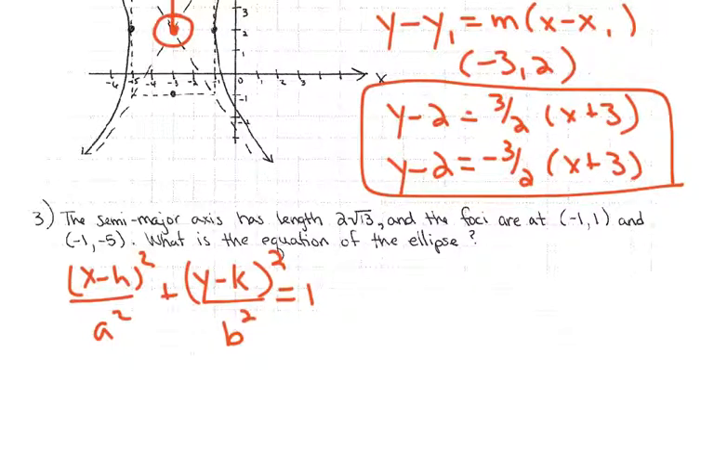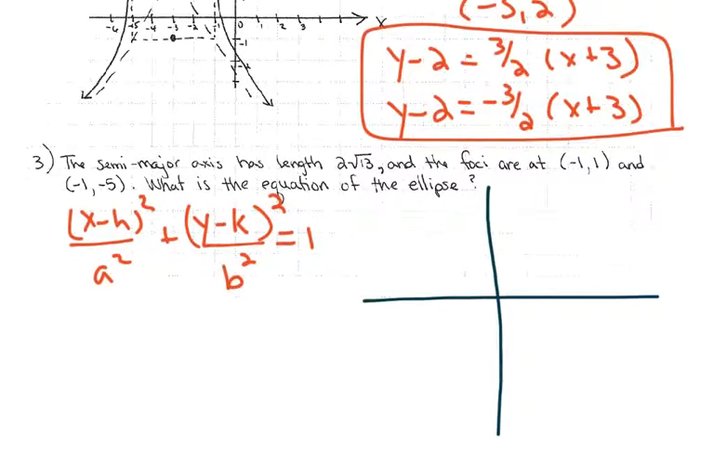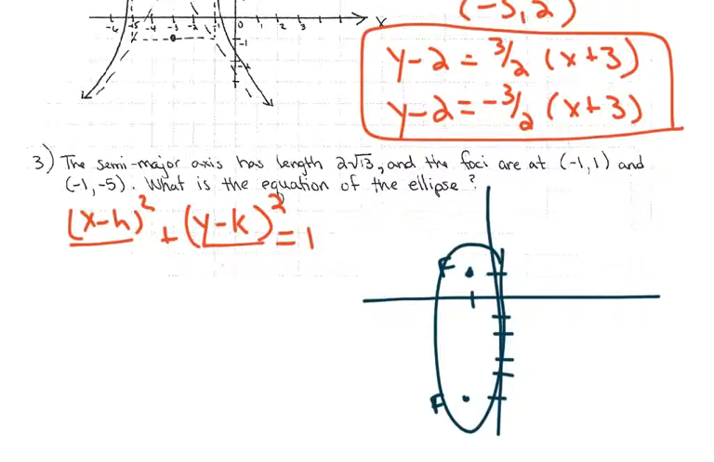In order to do that, we're going to draw a little sketch of where the foci are at. So the foci are at -1, 1, and -1, -5. If these are my foci, my ellipse must look like this. So I actually want to use the one where the bigger number is under y squared, because it's elongated vertically.